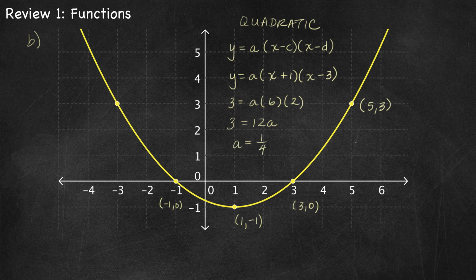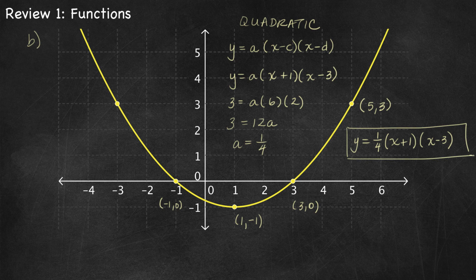So I know my equation is y equals 1/4 times the quantity x plus 1 times the quantity x minus 3. There's my equation in factored form. If you chose to write your equation in vertex form, that a value would still be the same. So it would be 1/4 times the quantity x minus 1 squared minus 1.